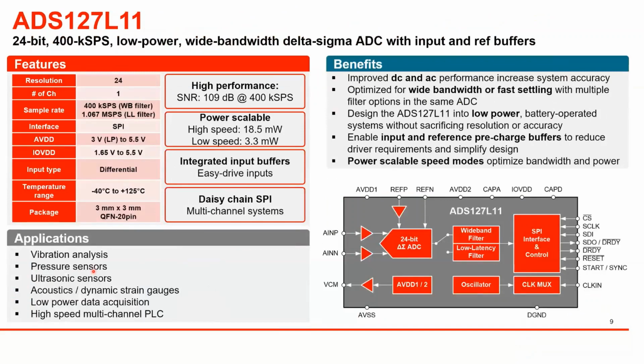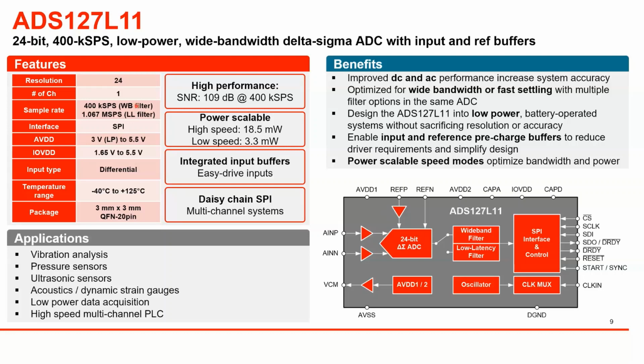Thank you, Ahmed. This is the ADS127L11. As mentioned by Ahmed, this is the ADC that is used in the reference design he introduced on the previous slide. This is a 24-bit, 400 kSPS, low-power, wide bandwidth Delta Sigma ADC with input and reference buffers. As you can see on the slide in the block diagram, the device has a wideband filter that operates up to 400 kSPS in a low latency filter mode that operates just over 1 MSPS.